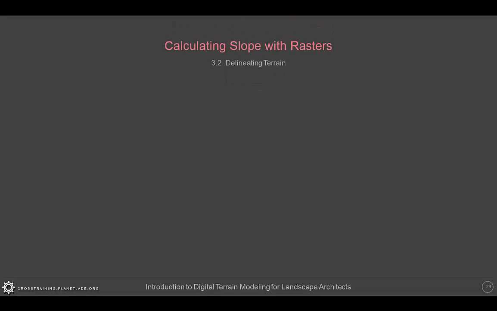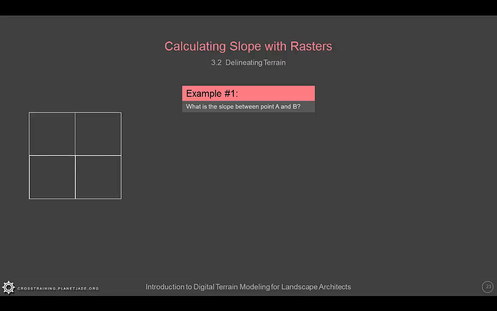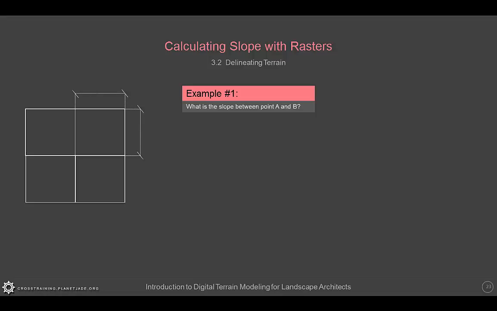In this example, we're going to look at how to calculate slope if our terrain type was a raster. So in this example, we want to know what is the slope between points A and B. So we have a raster grid, and each of our grid cells are going to be 2 meters by 2 meters, and we have some values in each of our grid cells. So each of these values represent an elevation value.